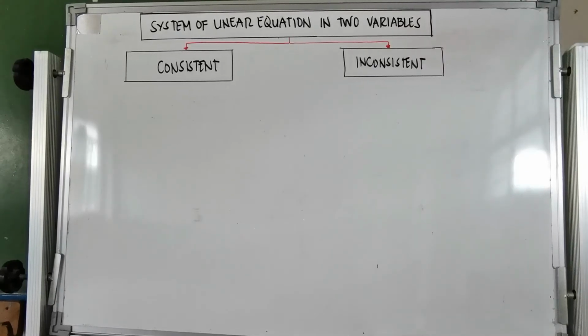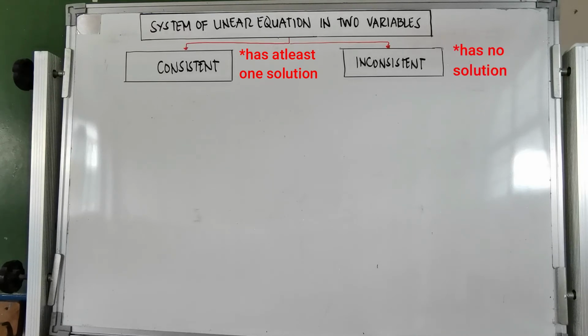Now, when we talk about a system of linear equations, meron tayong tinatawag na consistent system and inconsistent system. So pag sinabi natin consistent, these are the equations that have at least one solution. And when we say inconsistent, ito naman yung system that has no solution. So let us discuss one by one what is the consistent system and the inconsistent system.